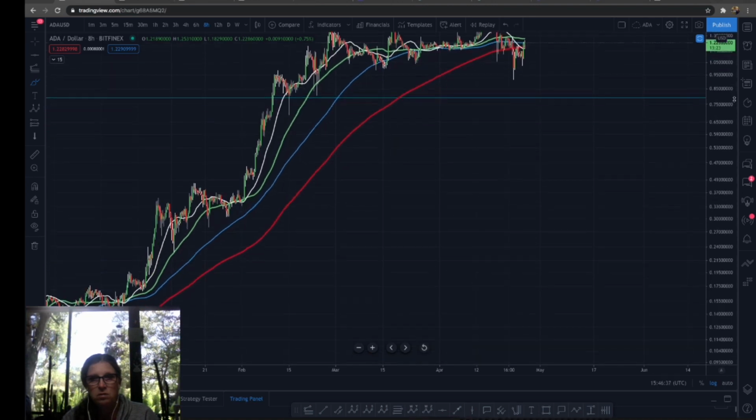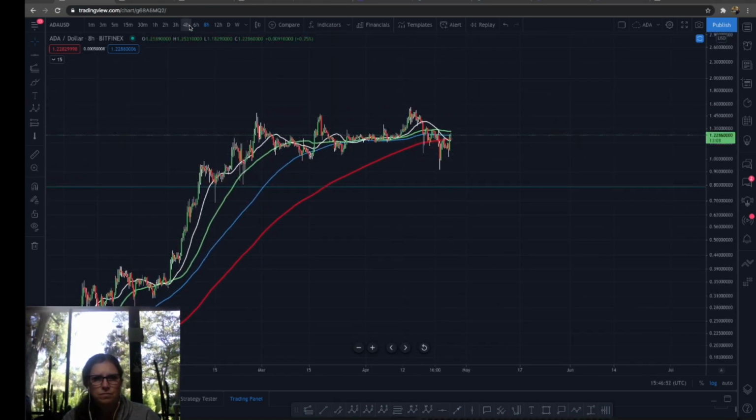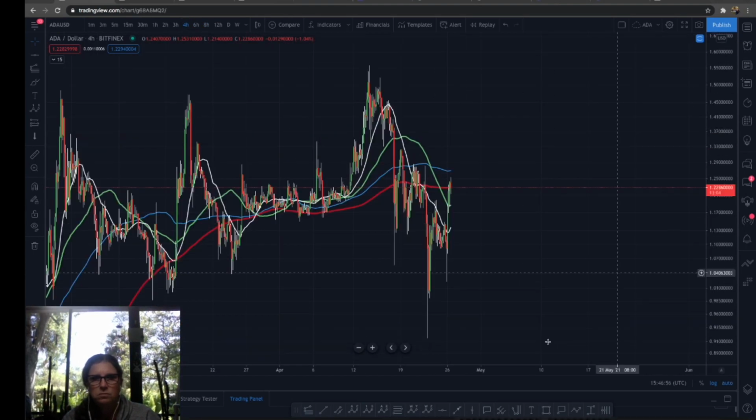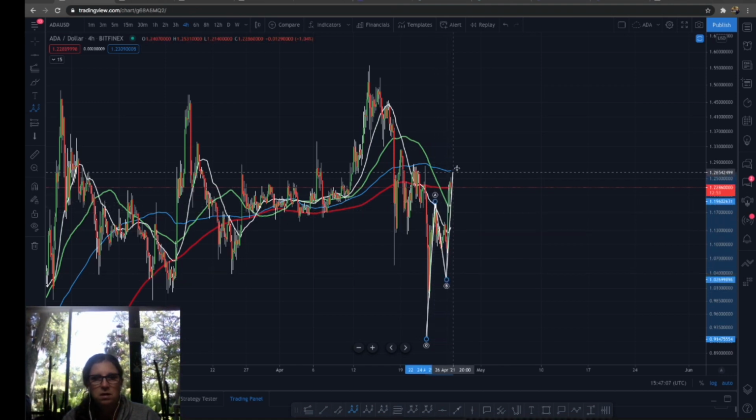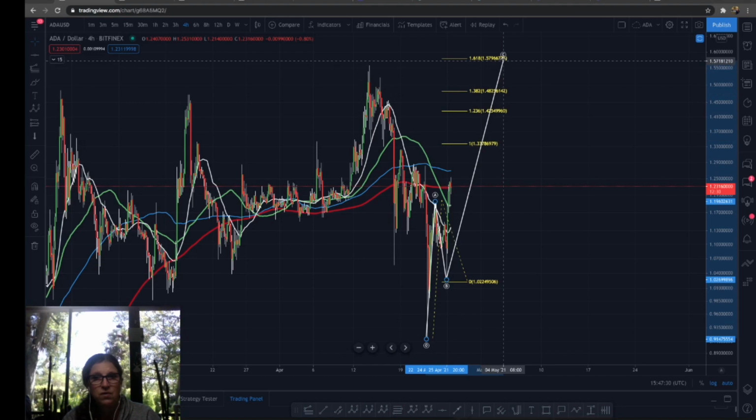So let's talk about what are our options. ADA has a different correction going on here, or a different look to it. So we have 2 options here. This can be an A, a B, and a C to the upside. Zigzag correction that basically can go very high if it wants to. I'm thinking 1 to 1, but it can come up into this area or even higher if it wants to.